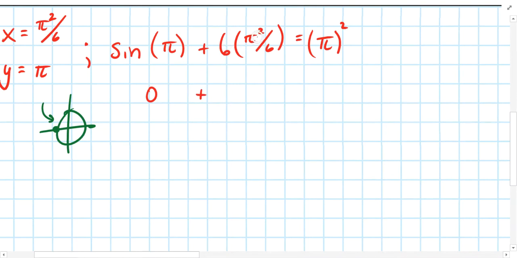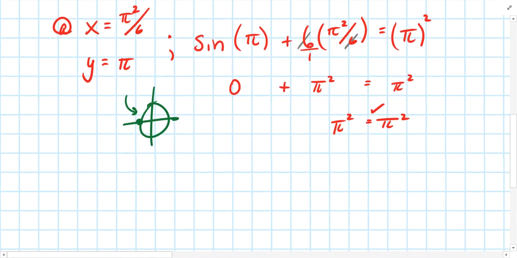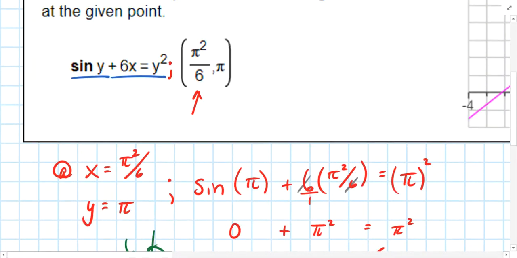We have 6 that multiplies by the fraction pi squared over 6. Well, this 6 will cancel with that 6 in the denominator, because this is much like taking the fraction 6 over 1 times pi squared over 6. And that leaves us with pi squared. And of course, on the right-hand side, we've got the y value squared, which is pi squared. And indeed, pi squared equals pi squared. So that's enough to confirm that, yes, part A is true. The coordinate provided is a point on that curve.